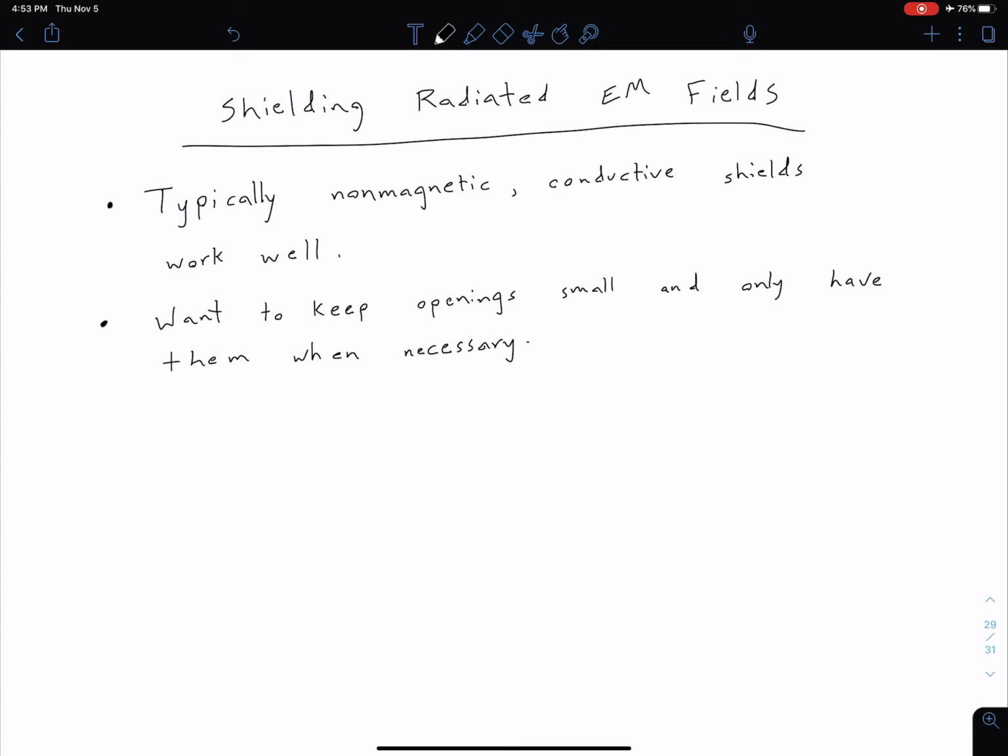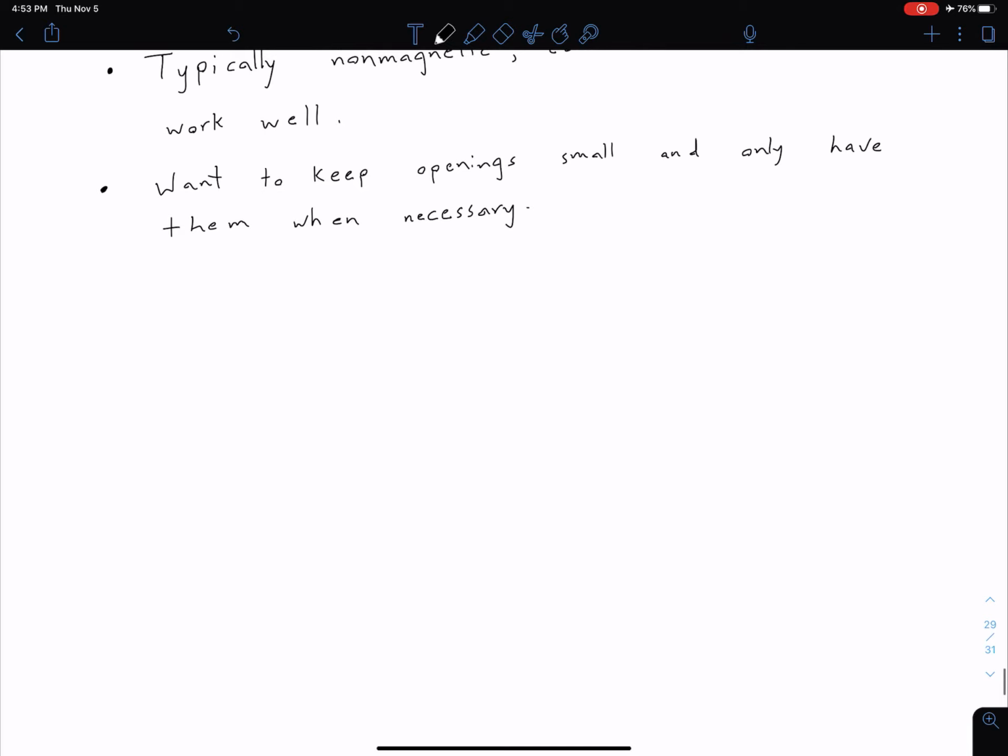So, of course, we're still going to need to have openings. Whenever we have openings, though, we want to keep them small, and of course, we just want to do that when it's necessary. So, in order to look a little closer at how we can shield radiated EM fields, let's think of a common example. One source of radiated electromagnetic fields that everybody is familiar with is a microwave oven.